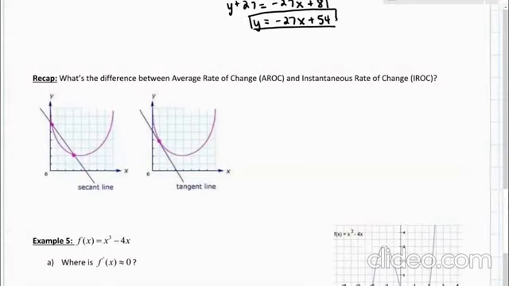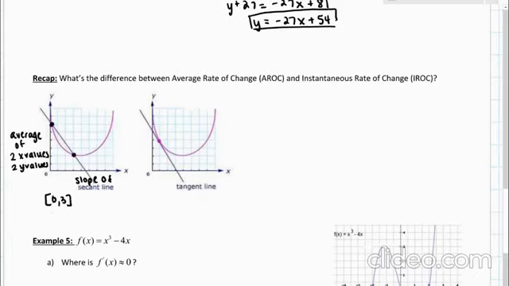To refresh, what is the difference between the average rate of change and the instantaneous rate of change? Well, there's a couple things. The average rate of change is the slope of the secant line, and it's the average of two x values and two y values. You're looking at the change over two different x values and two different y values. So the average rate of change for the interval here would be finding from 0 to 3. It's on that interval that we would be finding that average rate of change.